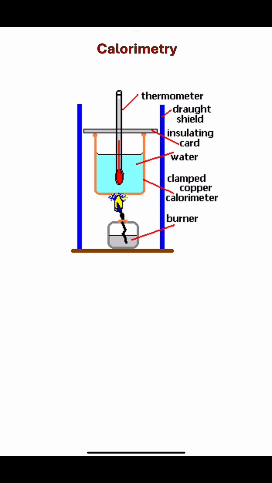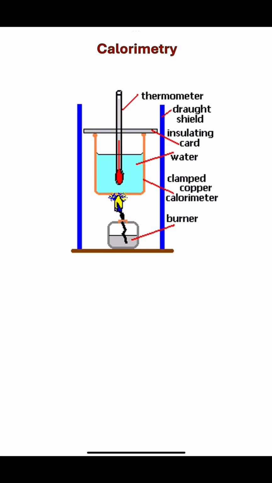Then you add a certain volume or a certain mass of water that we're going to use in the calculation. Before you start burning your fuel, you have to measure the temperature of the water for 4 consecutive minutes. Then you start to burn the fuel, and the change in the temperature of the water is measured using the thermometer. Remember that the thermometer bulb has to be immersed completely in the water.